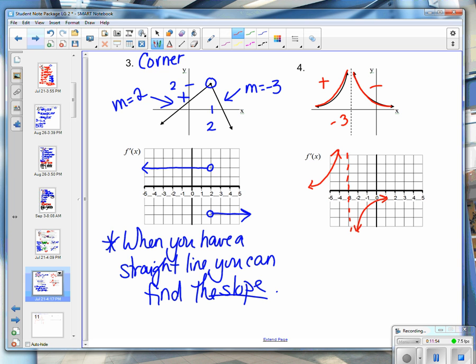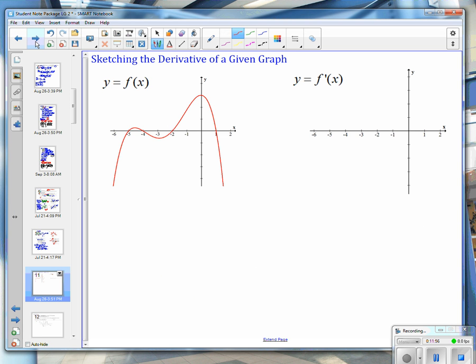So the next example, if you flip over, this is more what you guys are going to be seeing. So it's saying sketch the derivative of a given graph, and we've got this little guy here. Now, remember, first thing, you might want to try this one on your own and then just pause it and come back to the video.